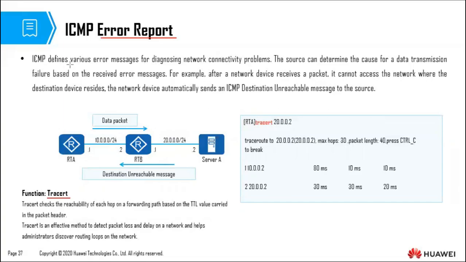So ICMP defines various error messages for diagnosing network connectivity problems. The source can determine the cause for a data transmission failure based on the received error messages. We saw those particular error messages like host unreachable, port unreachable, protocol unreachable, or network unreachable. For example, after a network device receives a packet, it cannot access the network where the destination device resides. Then the network device automatically sends an ICMP destination unreachable message to the source. So we've already seen those messages.